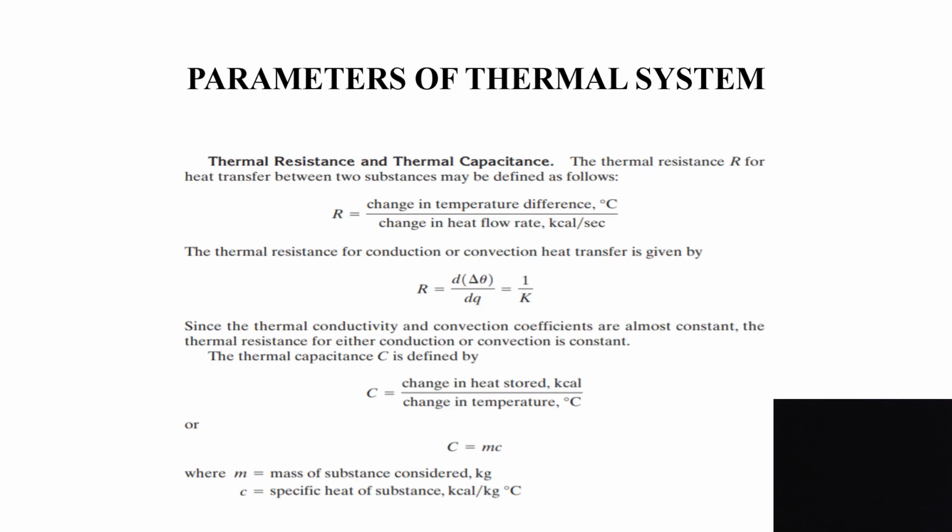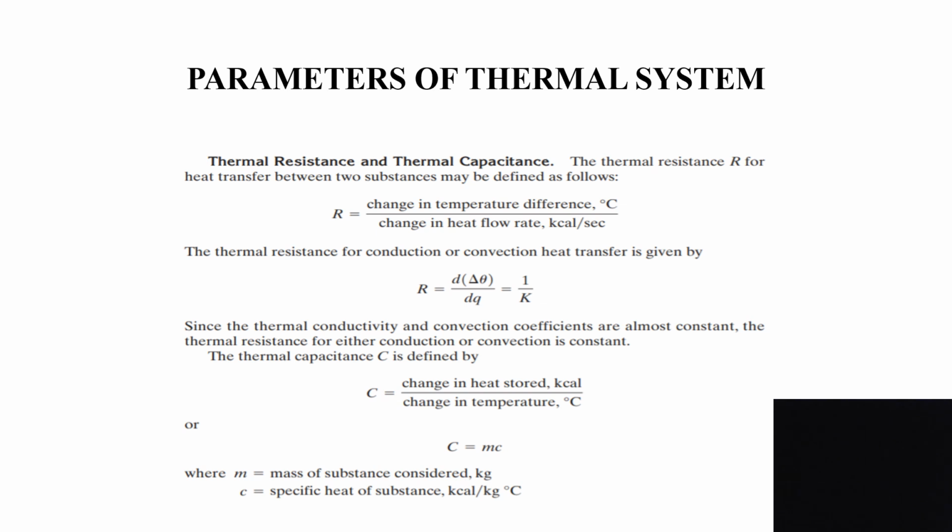As I said, similar to laminar flow resistance and laminar flow capacitance, here we have thermal capacitance and thermal resistance. Let us define them. Resistance is the change in the temperature difference to the change in the heat flow rate. We already know for a level control system, it is the change in the level difference to the change in the flow rate. Similarly, thermal capacitance is the change in the heat stored to the change in the temperature.